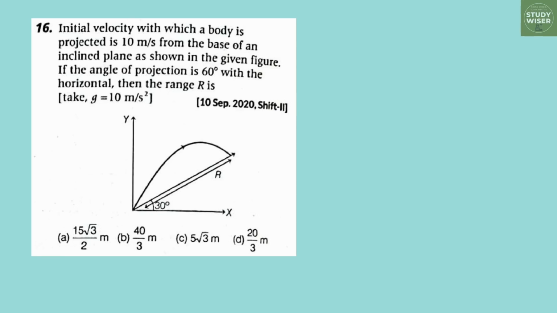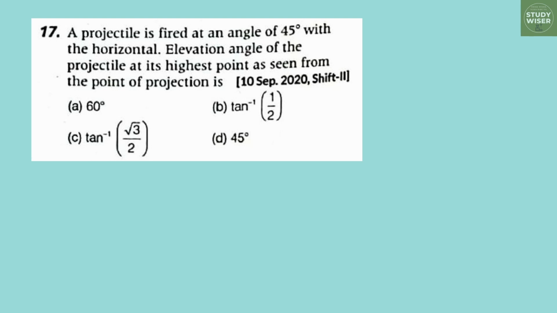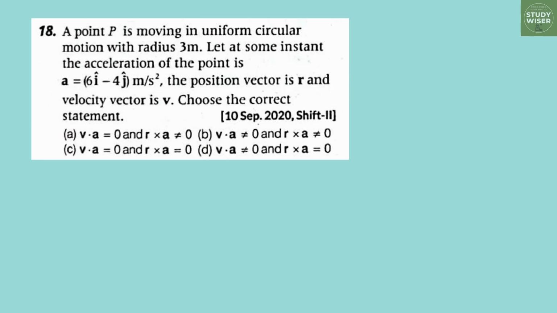And in this video also, we have got some practice problems for you, and complete them and mention the answers in the comment section. This is 16th one. Take the screenshot. And this is 17th one. The projectile is fired at an angle 45 degrees with horizontal elevation. Angle of the projectile at its highest point as seen from the projectile point of projection is. Take the screenshot. 18th question.